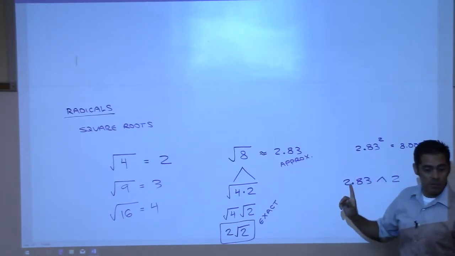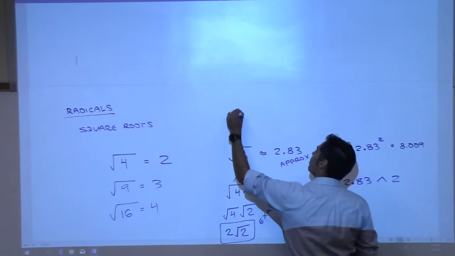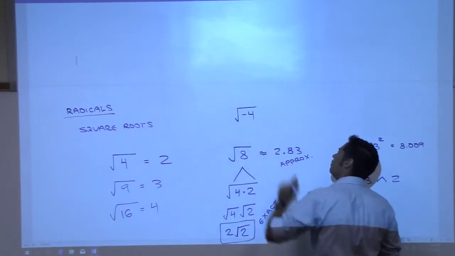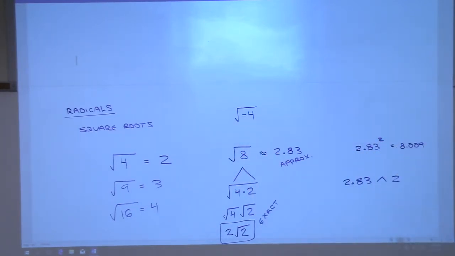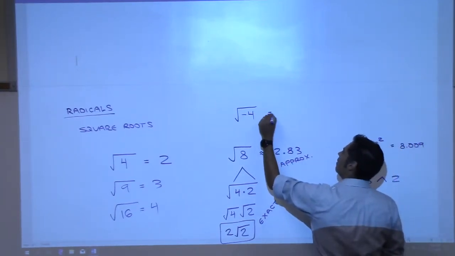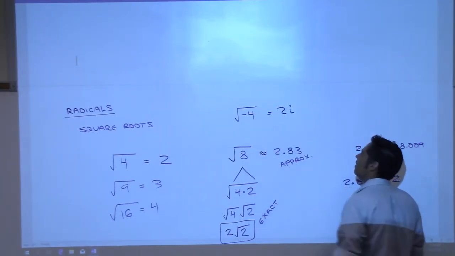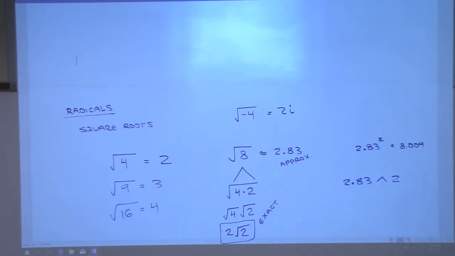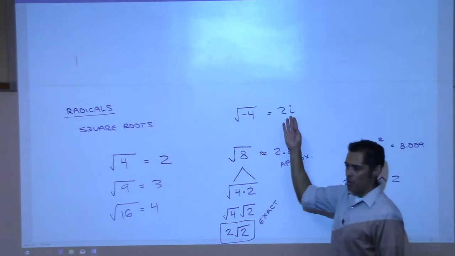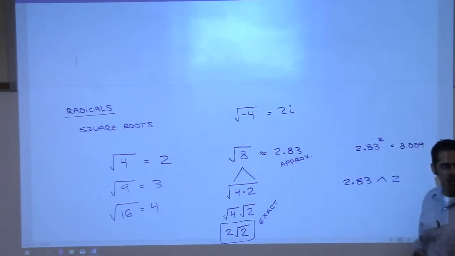Questions? What's the square root of negative 4? 2i. Imaginary number, yes. So this is where we start to get into this weird place. I know some of you have seen this before, all right? The i thing.